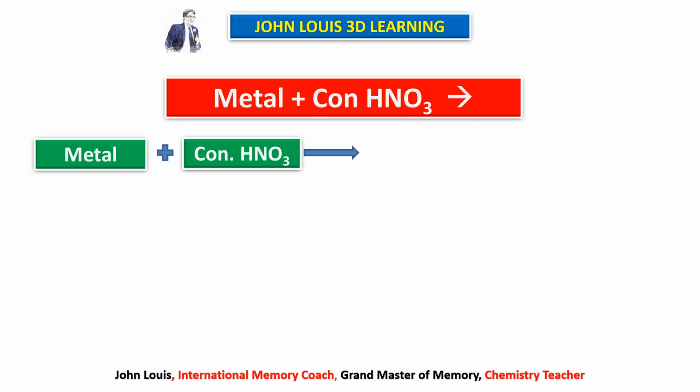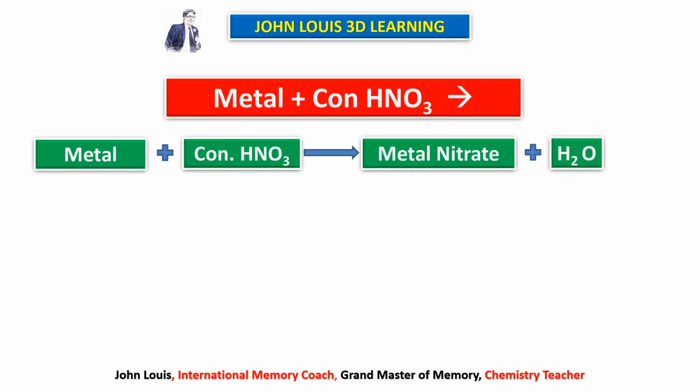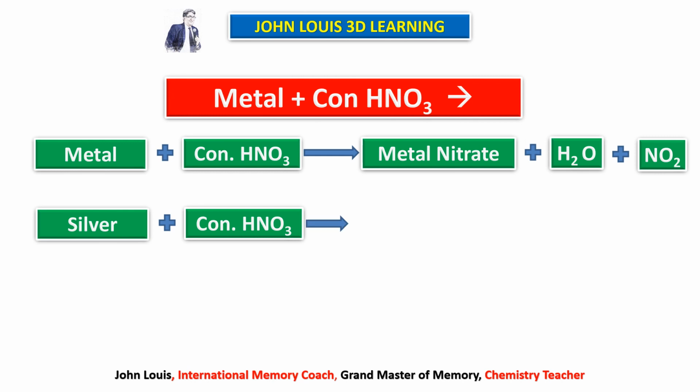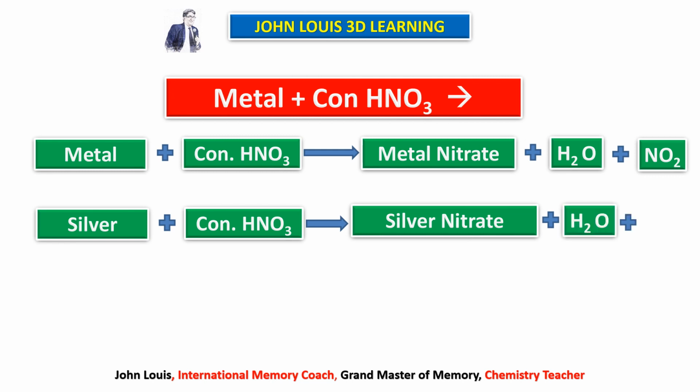Metal plus concentrated nitric acid gives what? Metal nitrate plus water plus, this is the only difference from dilute nitric acid, instead of nitrogen monoxide or ammonium nitrate, nitrogen dioxide. Okay, silver. Can you answer this question? Silver plus concentrated nitric acid gives what? The metal is silver, therefore we get silver nitrate plus water plus nitrogen dioxide.